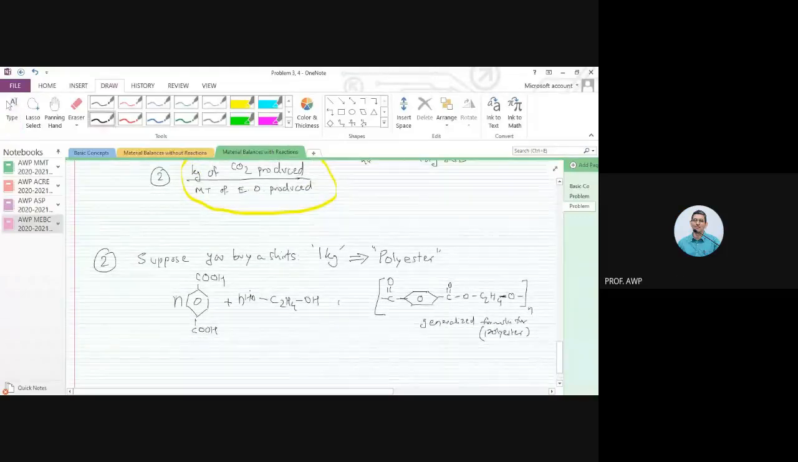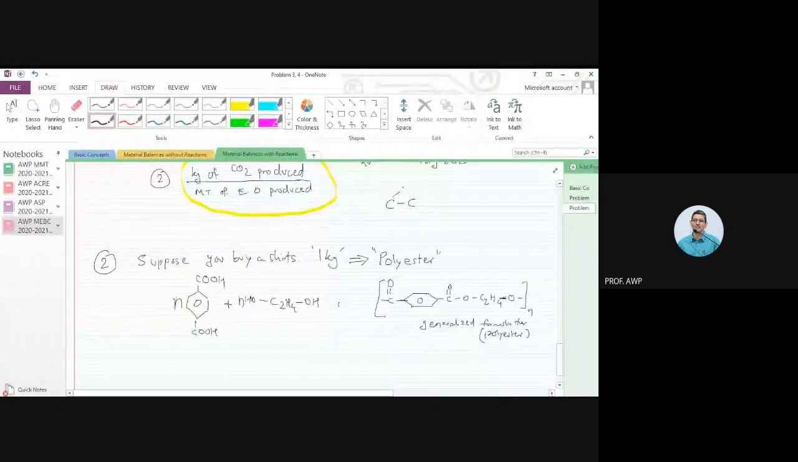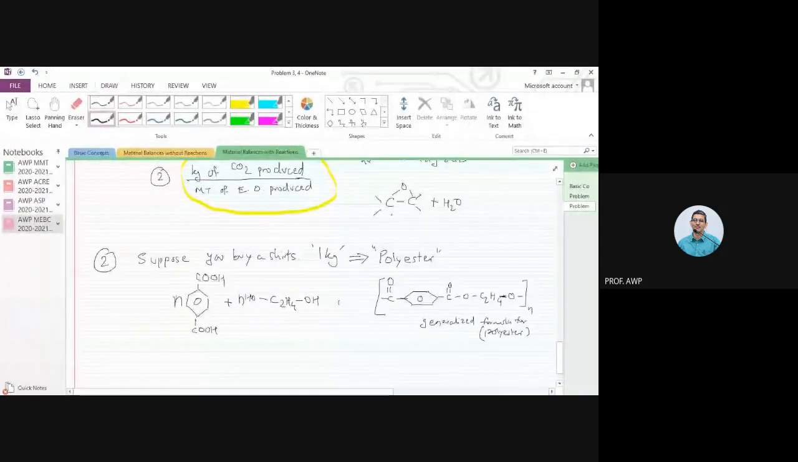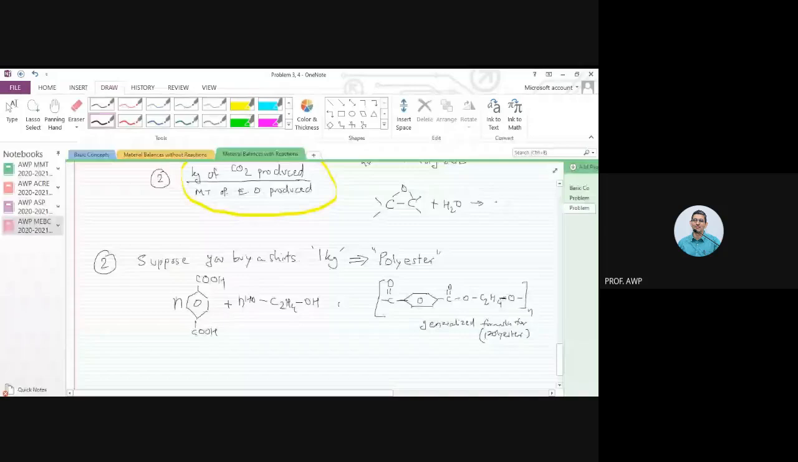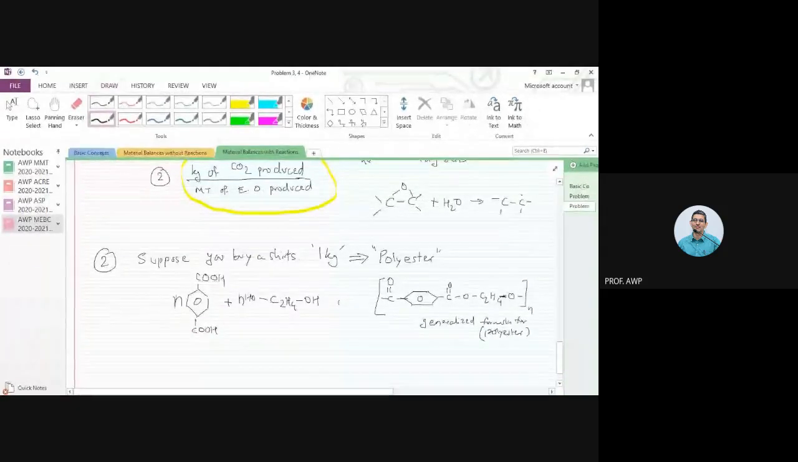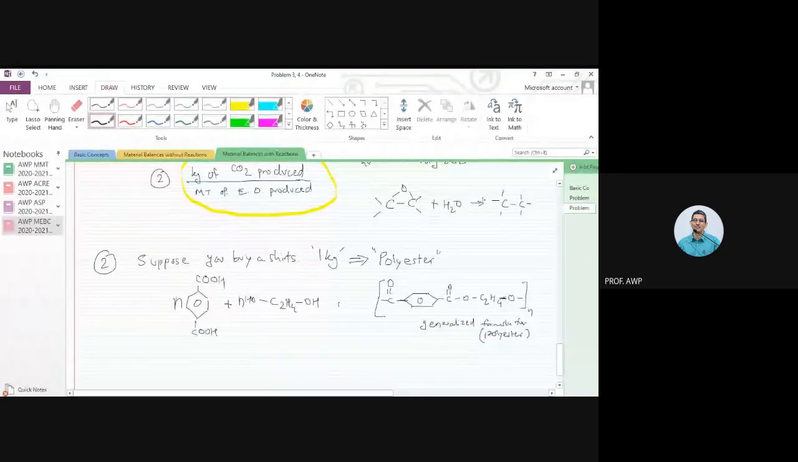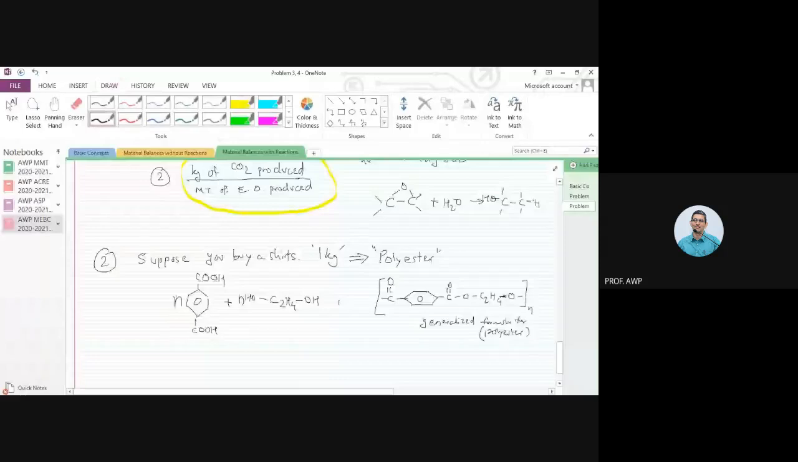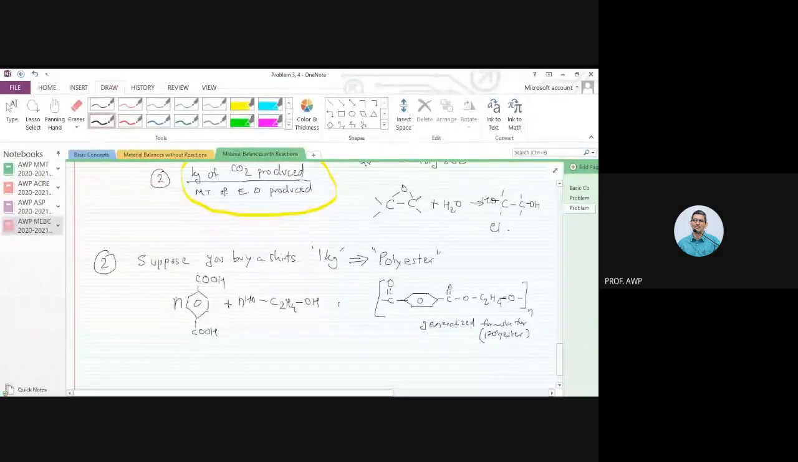Now, where are we going to get this ethylene glycol from? Ethylene glycol is going to come from hydrolysis of ethylene oxide. So ethylene oxide, if we hydrolyze that, we will get ethylene glycol. This is your ethylene glycol, EG if you want. This is ethylene oxide, EO.